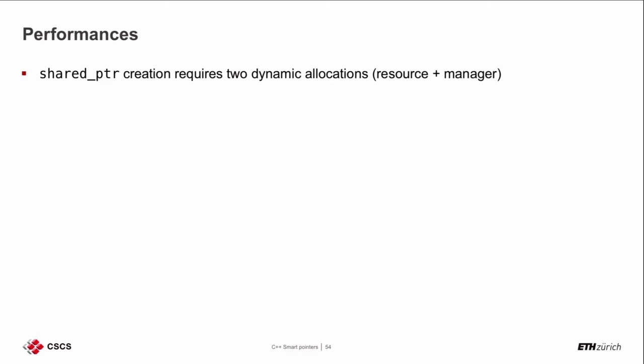And I have a couple of pieces of information about performances and best practices. As I said, when you create a shared pointer, you're basically allocating two elements on the heap. One is the real resource, the memory location of type T, where T is a template parameter provided to the shared pointer type. And the other one is the resource manager that contains the counters of shared and weak pointers and the raw pointer to the memory location on the heap. So you're creating two objects on the heap, resource and manager.